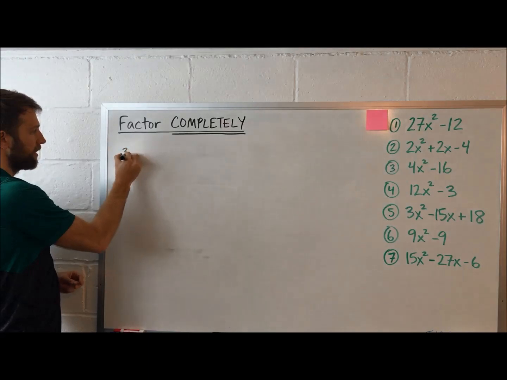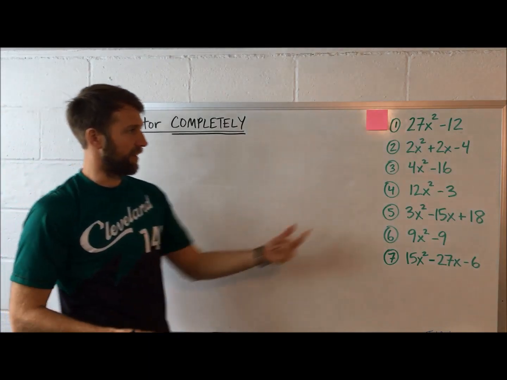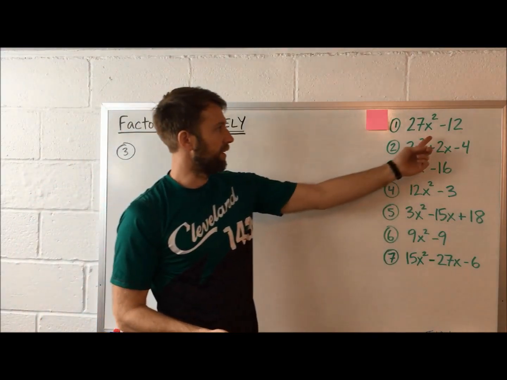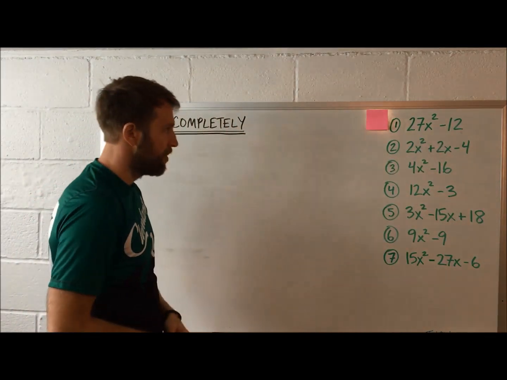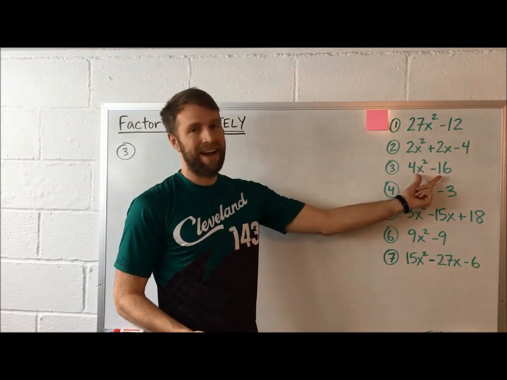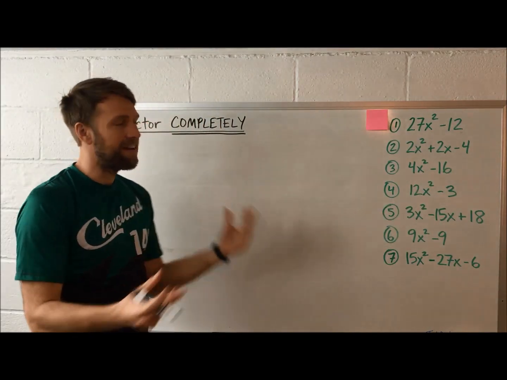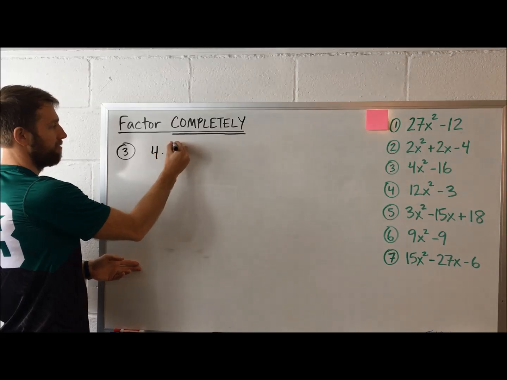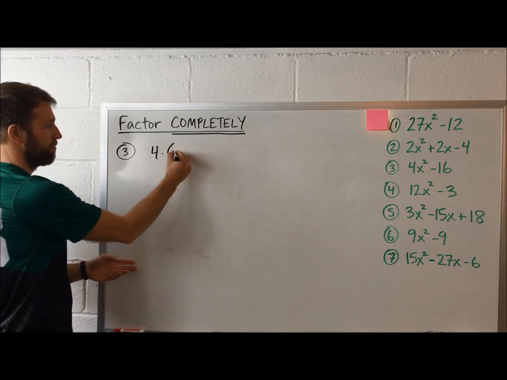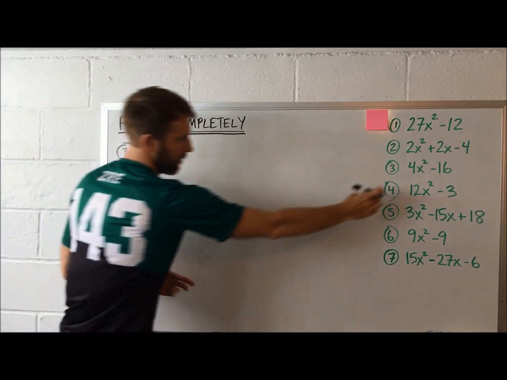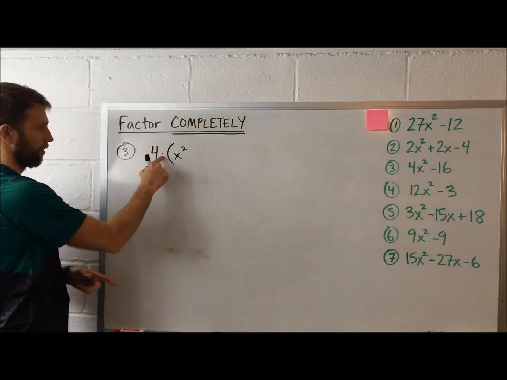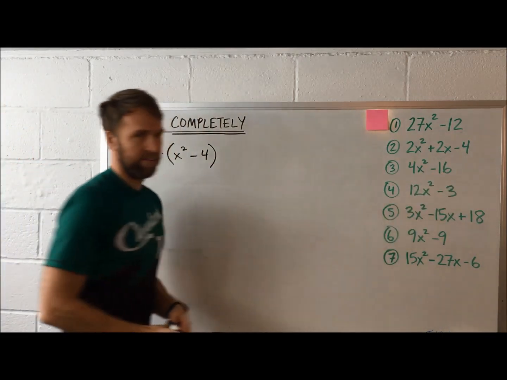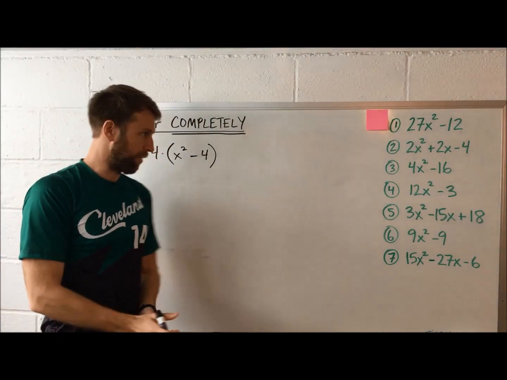On number 3, something should stand out already. It looks like a difference of squares problem. There's no x's in the middle, kind of like the original one. But we're going to see, is there something that we can factor out, factor completely, greatest common factor to make it easier from the beginning? Yeah, how about we go ahead and factor out the 4. 4 times x squared will give me 4x squared. 4 times negative 4 gives me negative 16. So I still have my original problem.